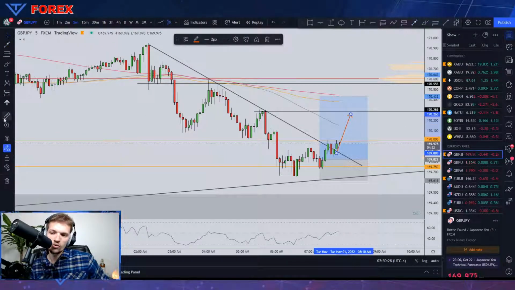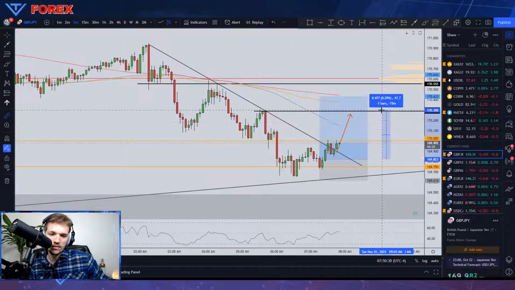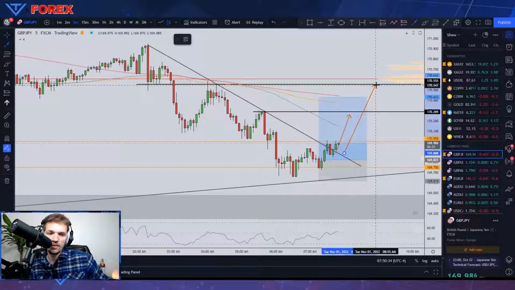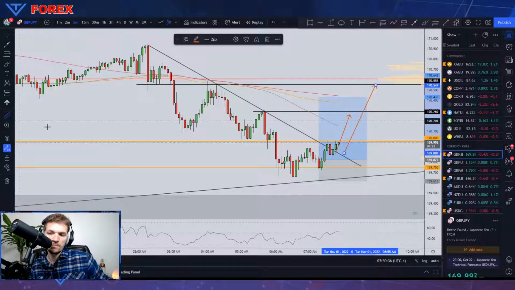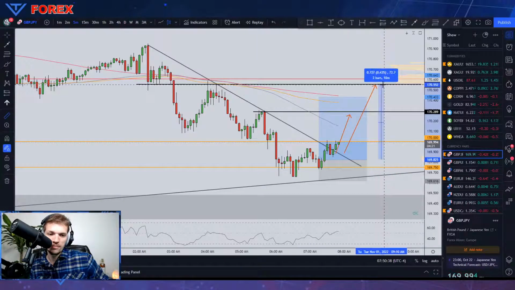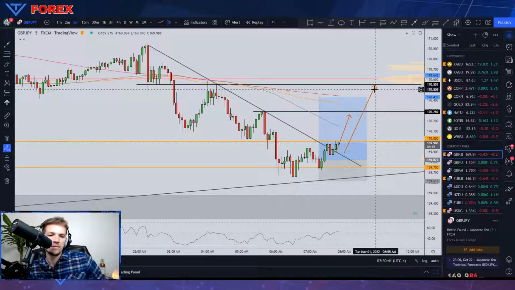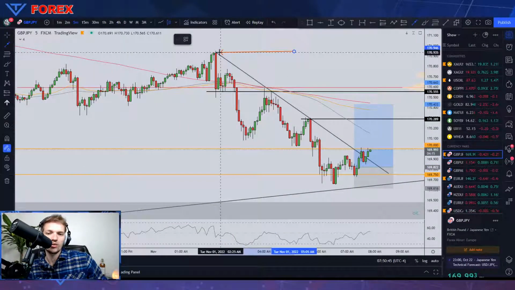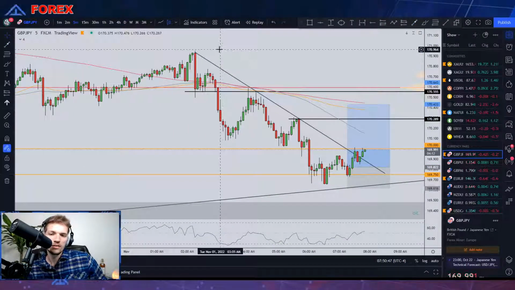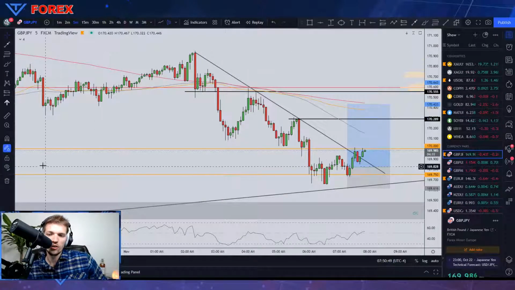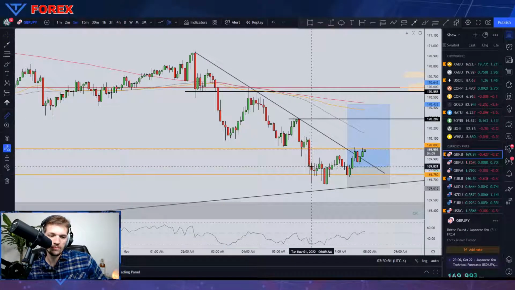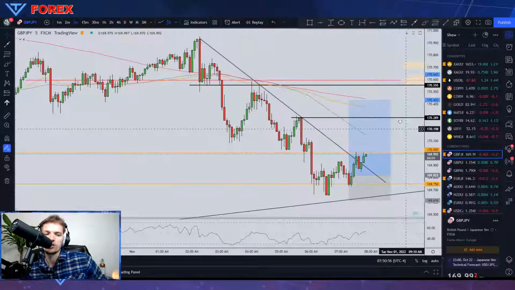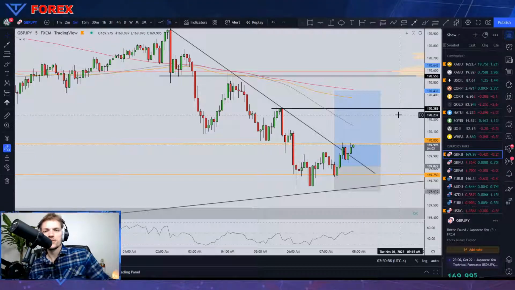We're going to look for initially a 47 pip move, and then I think we get more out of it to at least 550, which will give us around 73 pips. And then if it wants to go back to the actual scene of the crime, that's going to be 170,900, which will give us around 110 pips. So either way, should get a nice move out here in pound yen.